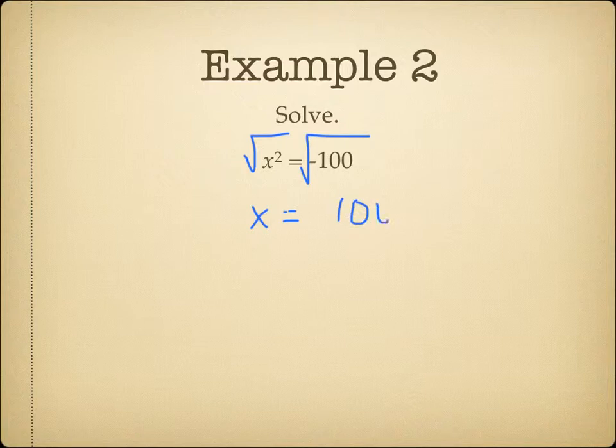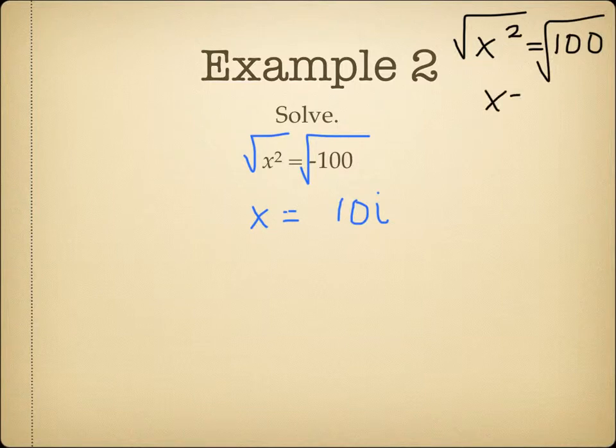Now, do you remember when we solved these before? You don't have to write this part down, but when I gave you problems like x squared equals 100, and you did a square root, do you remember that you got two different answers? Okay, you got x equals plus or minus 10. That same thing happens here. So this 10i should have a plus or minus in front of it.